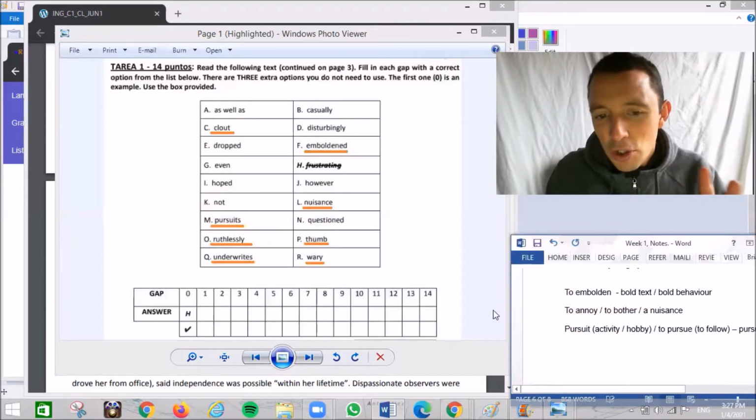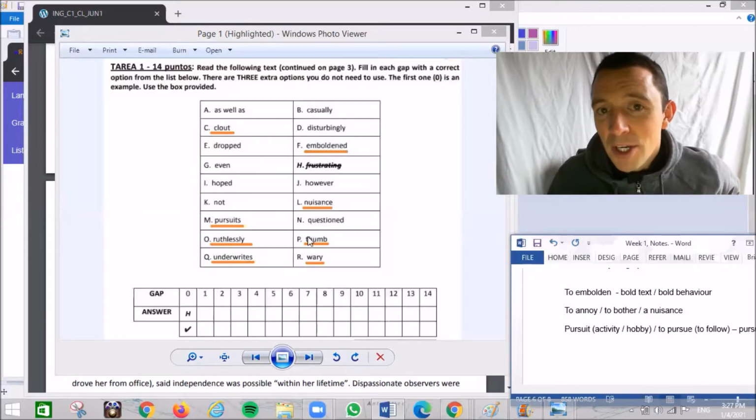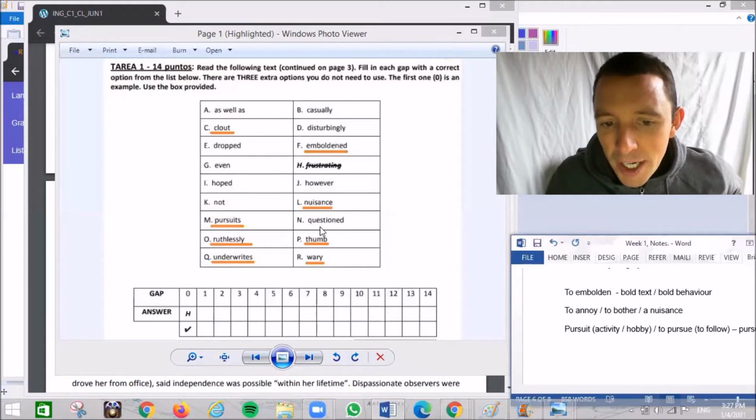So it could be two possibilities. It could be an activity or a hobby, or it could be related to following something as well, which is the same concept because you follow your hobby. Question is the verb, like questionar, and it's the past simple again, question.